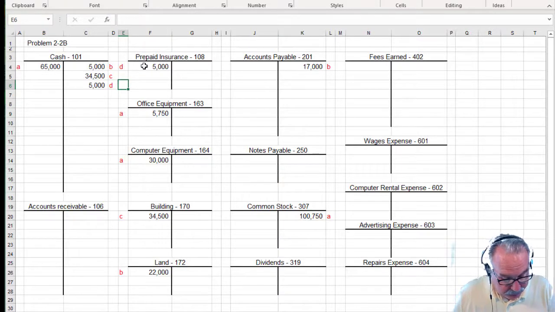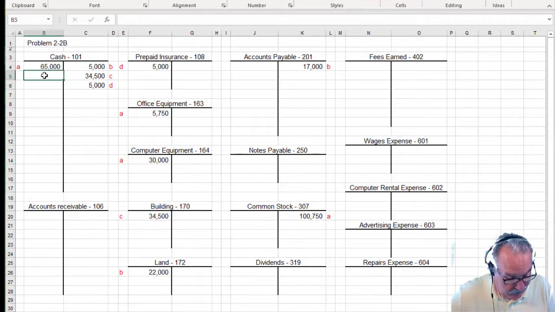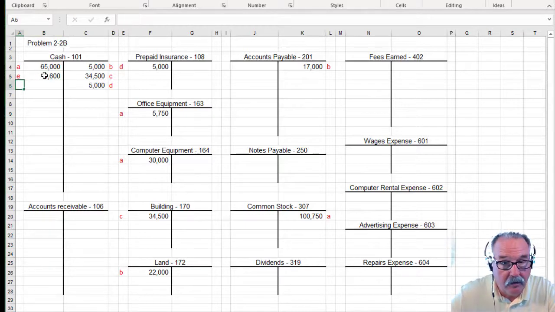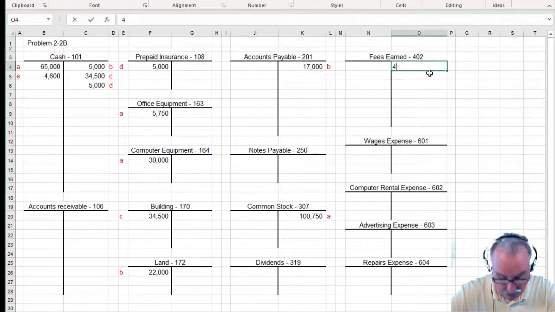The company performs services for cash. This is transaction E. For $4,600, we're going to debit cash and credit fees earned for $4,600.